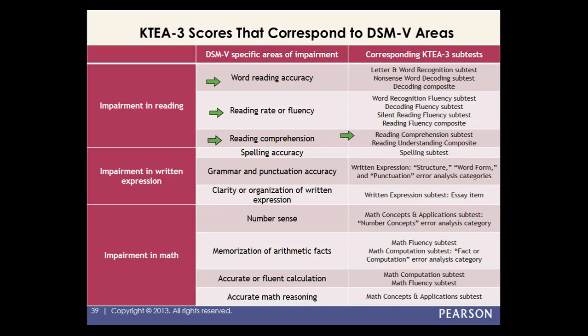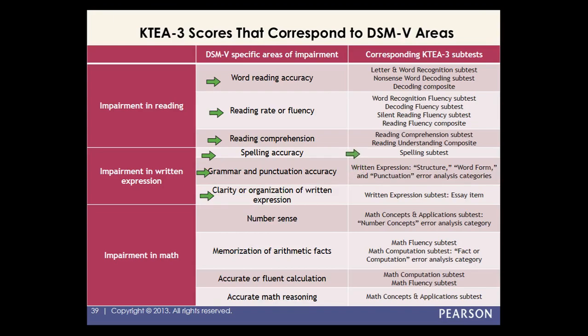And as you can see here on the right-hand side in the corresponding KTEA-3 subtests, you really do have a lot of information, a lot of data points that are going to help you make that decision. So you can actually use this to really accurately identify impairments in reading. When we're looking at impairments in written expression, we're looking for spelling accuracy, grammar and punctuation accuracy, and also clarity or organization of written expression. And again, we have a lot of that information included in KTEA-3.